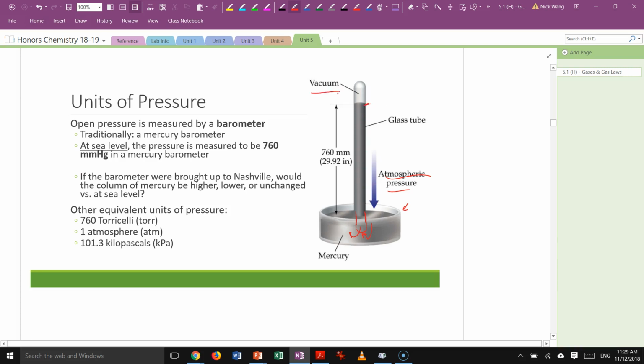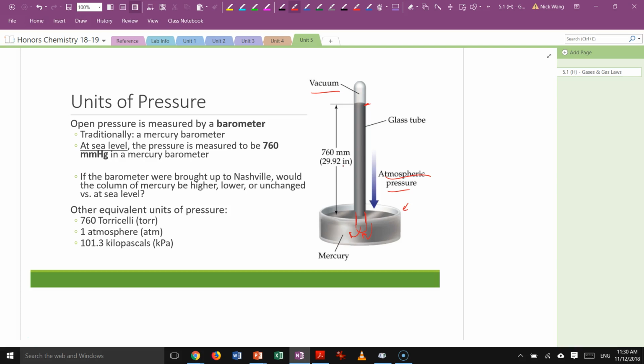Please do note that there's a vacuum in this as well. We'll get into what that means in a little bit. This glass tube has a vacuum up here, and then the atmospheric pressure can push up. It turns out that this height, from the surface of the mercury in the dish to the top of the mercury in the tube, is a distance of 760 millimeters. 760 millimeters is about 29 inches, maybe about 3/4 of a yard or so. That's a pretty significant height, so that's a lot of mercury.